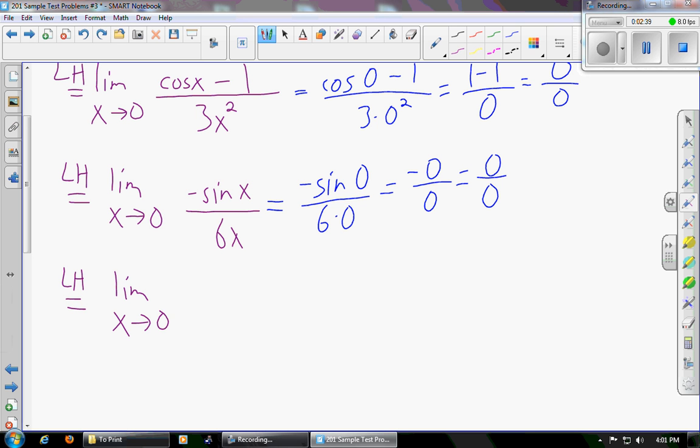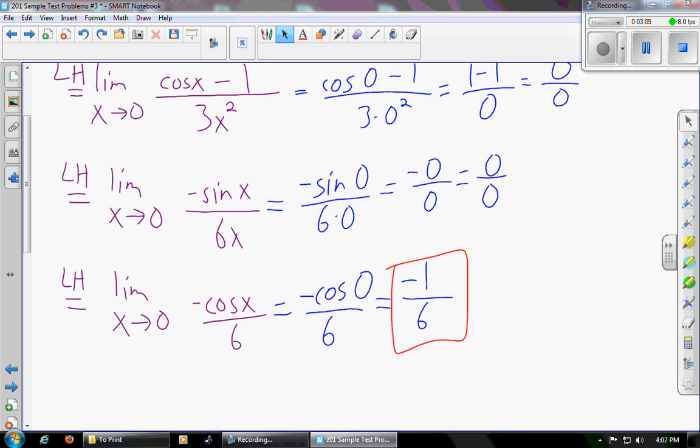Take a derivative upstairs and downstairs. Derivative of negative sine x is negative cosine x. The derivative of 6x is 6. Thank goodness. There's no way we're going to get another 0 over 0 when we plug in. So all those x's become zeros. 6 is just 6. Negative cosine of 0 is negative 1. Divided by 6. So that's our answer.